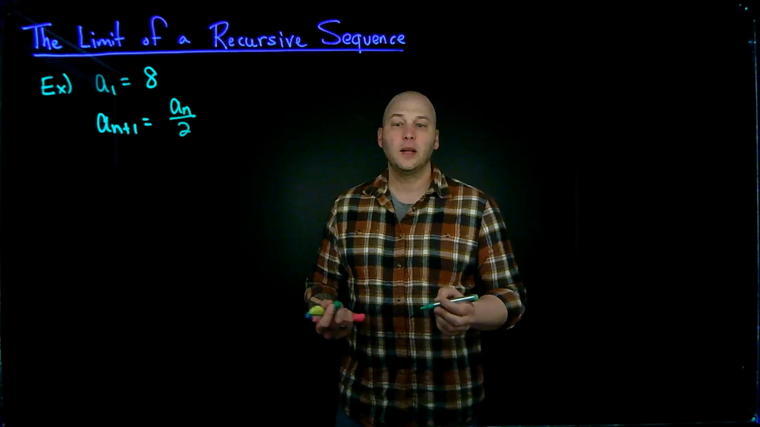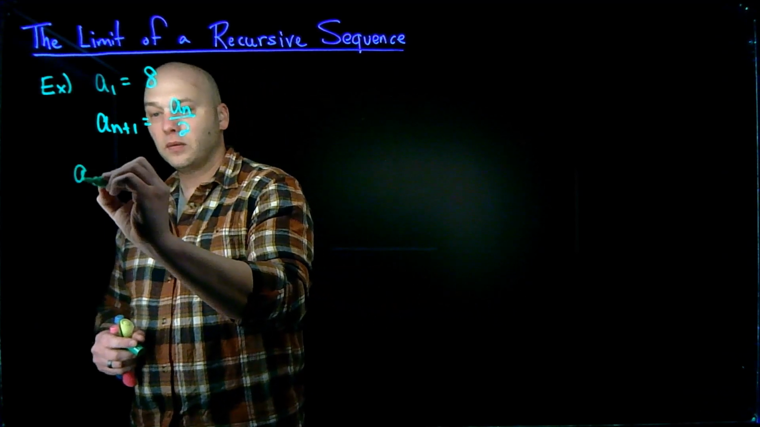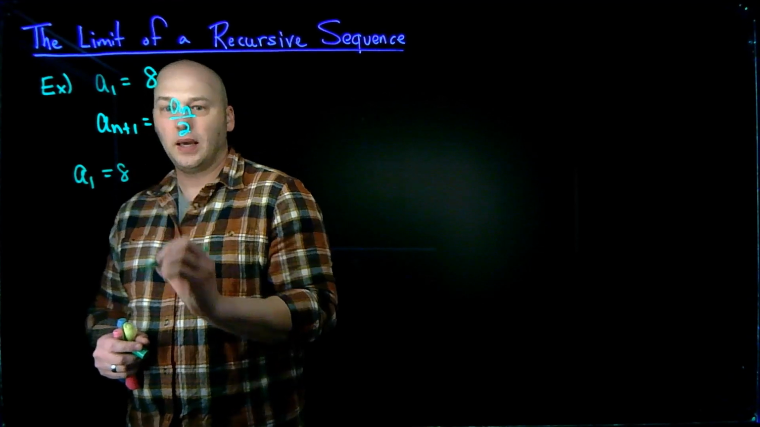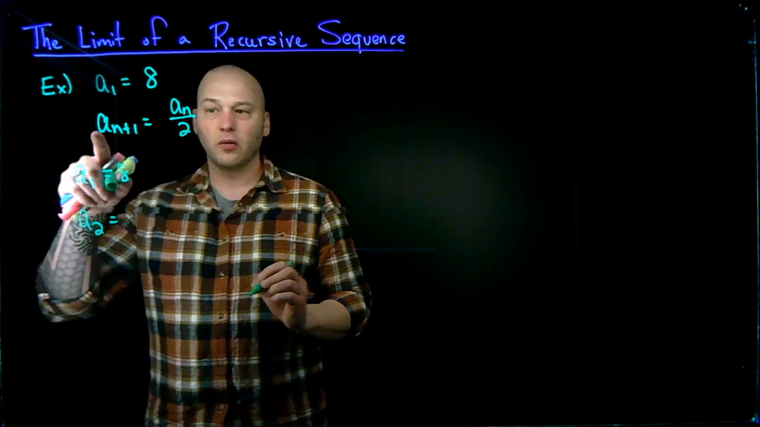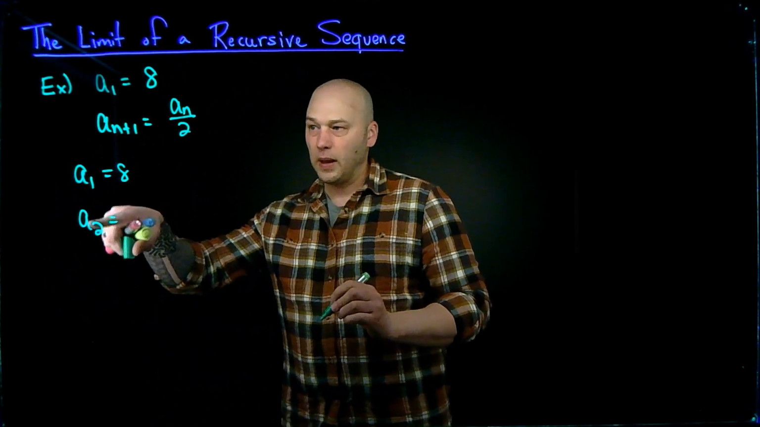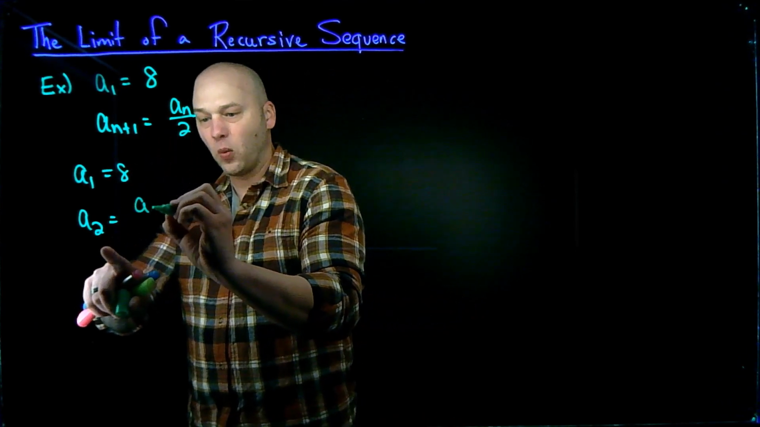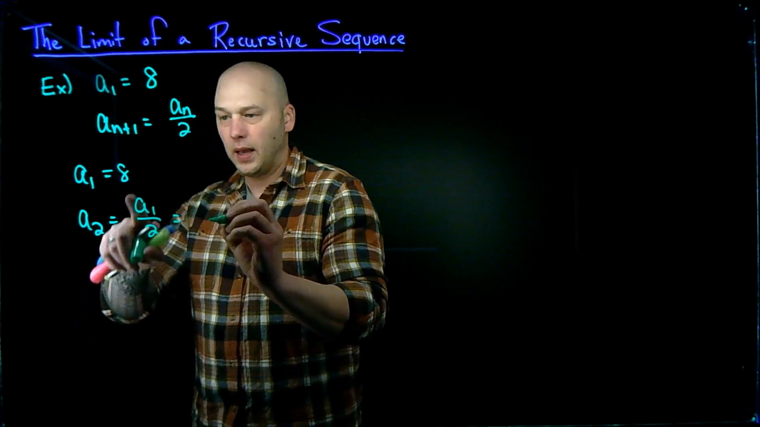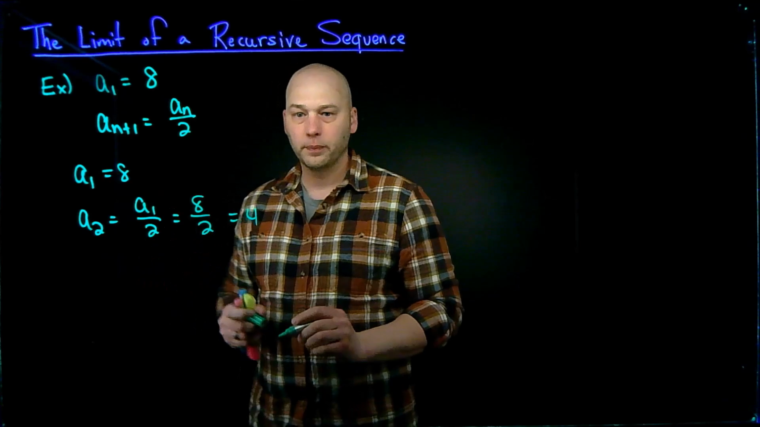Okay? Well, let's write out the terms of the sequence. A1, of course, is given to be 8. A2, well, this is where we use the recurrence relation, right? So in order to generate the next term, I have to use this formula. So a sub 2 would be a1 divided by 2. a1 was 8, so this is 8 divided by 2, which is 4.